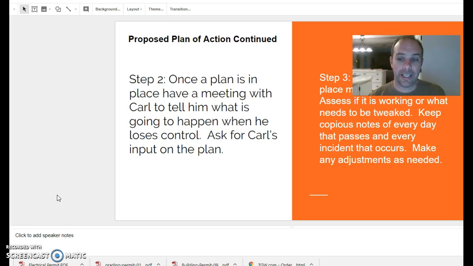Once the plan is in place, monitor it very closely, assess what's working, what's not working, and then figure out what you have to tweak along the way, and hopefully it's an ongoing process to get the best result.